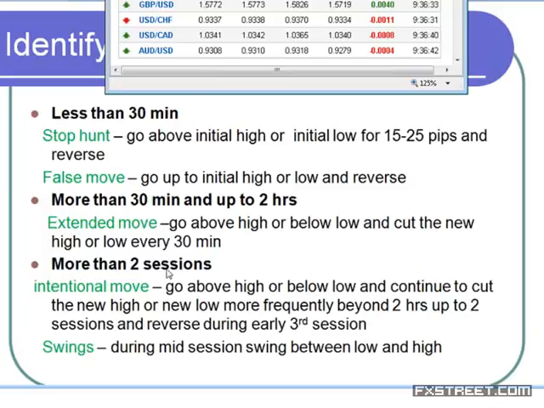A move which is happening over more than 2 sessions and the start of the 3rd session, so that means the Japanese and European sessions together and the start of the US session, that is how they make the moves. And that move is referred to as an intentional move. An extended move is always a quick move. That is why I always say that quick moves are false moves in the market.